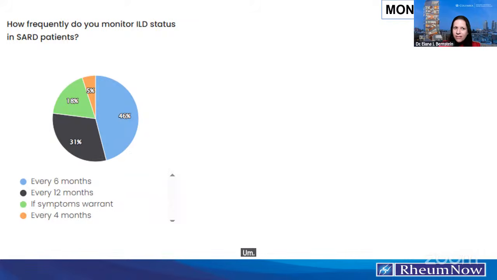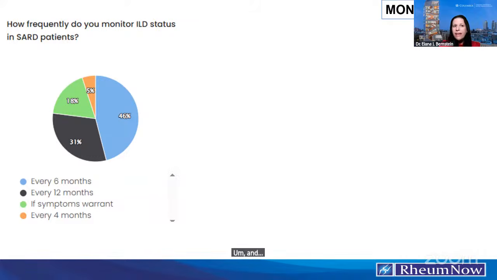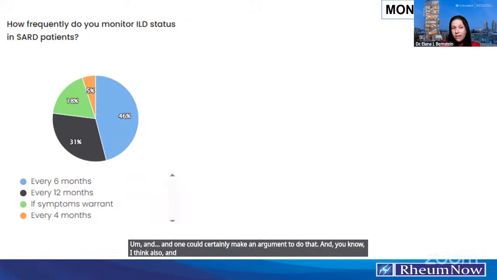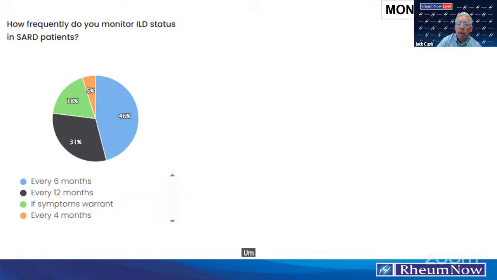It is reasonable to get a repeat chest CT at 1 year. I don't do that routinely, but there are some people who do. And one could certainly make an argument to do that. And I think also in, let's say, patients with an inflammatory myositis, let's say antisynthetase syndrome or MDA5 associated ILD, I think it's reasonable also to get PFTs for monitoring every 3 months for the first few years. Okay. Brian, is this different in RA?